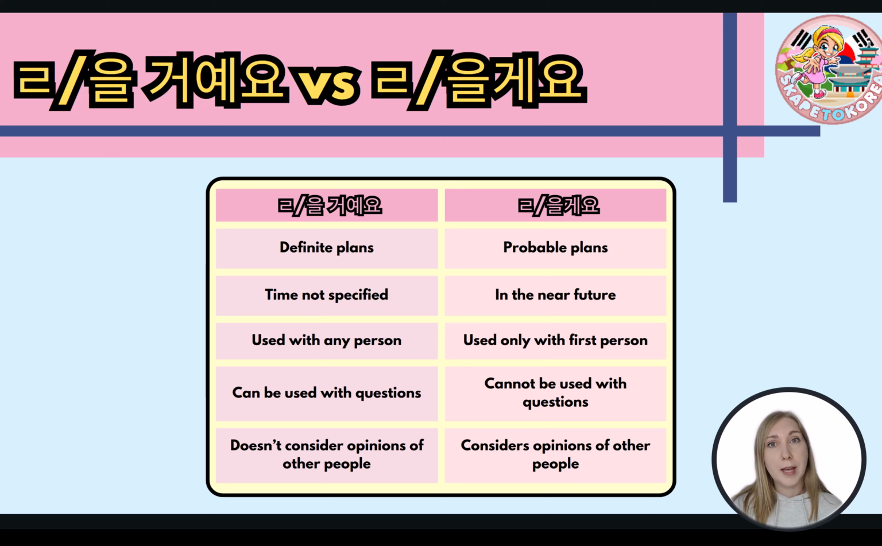And the 을 거예요 doesn't consider the opinions of other people. Like I said, it's very definite, it's very certain, you feel strongly, like it's for sure happening. But the 을게요 considers the opinions of other people. When you, for example, say, 내일 만날게요, I will meet you tomorrow, right? 내일, tomorrow, 만날게요, will meet you.